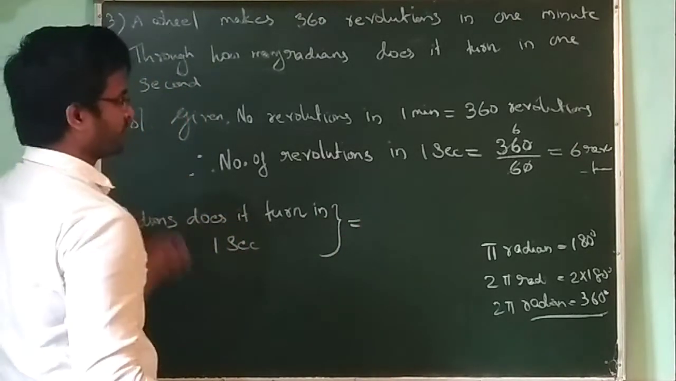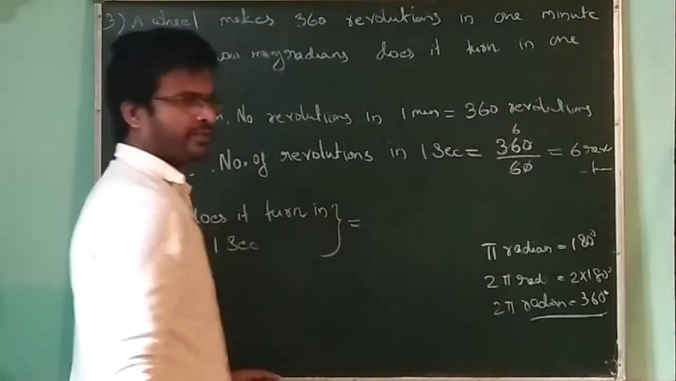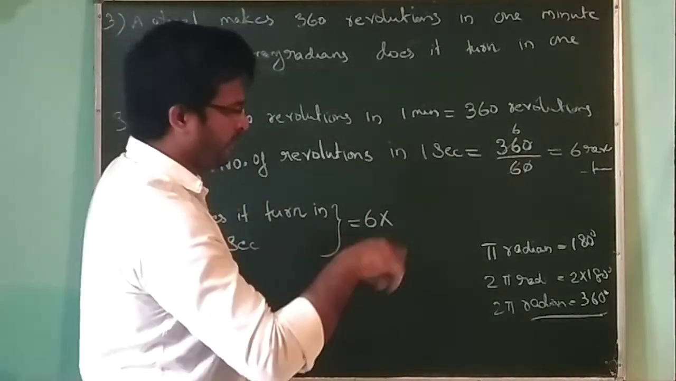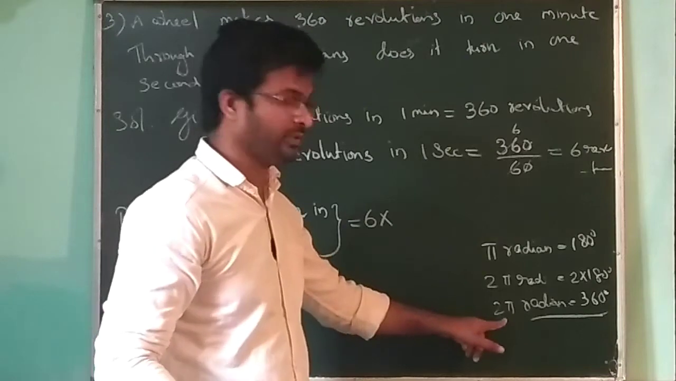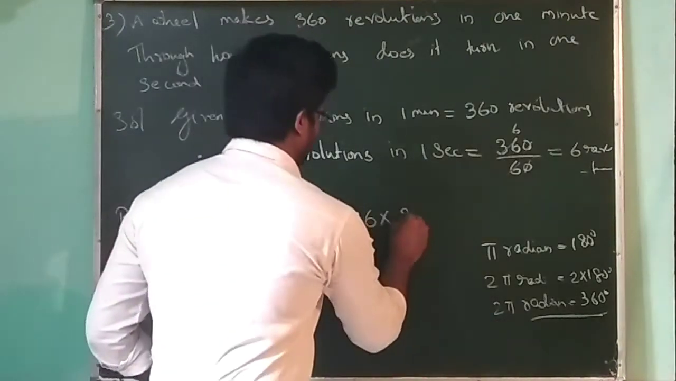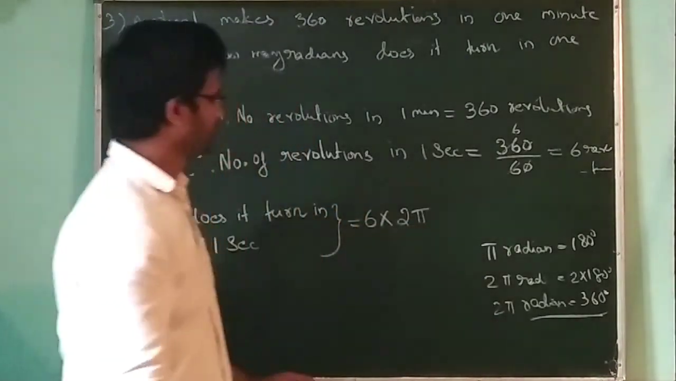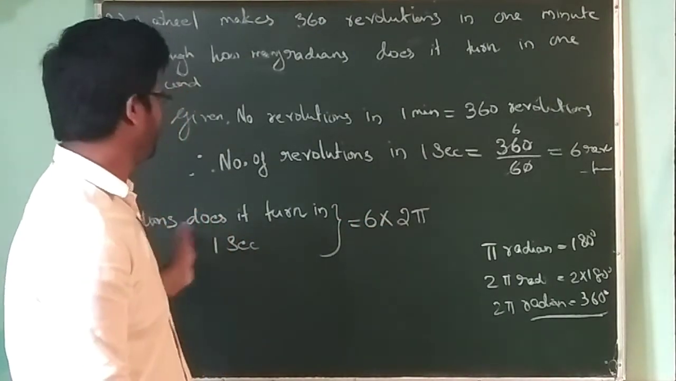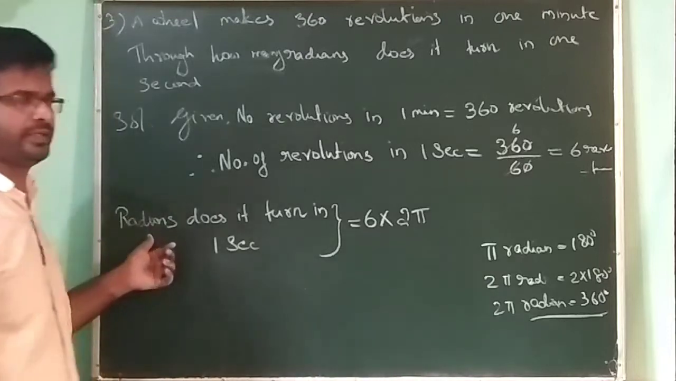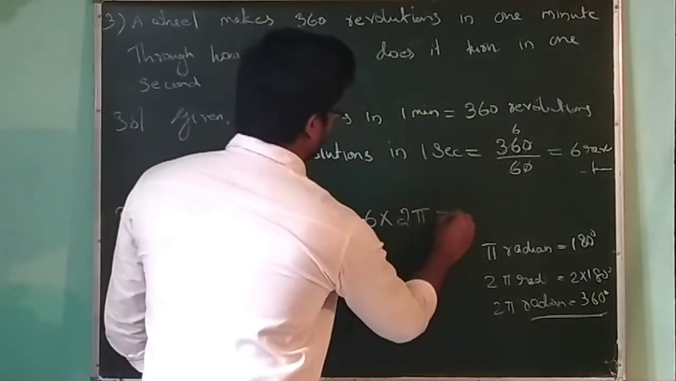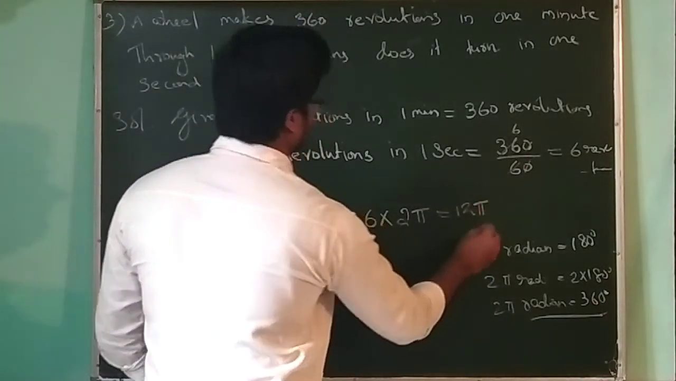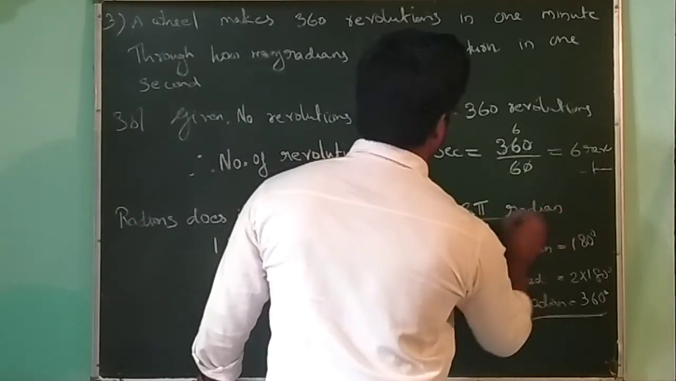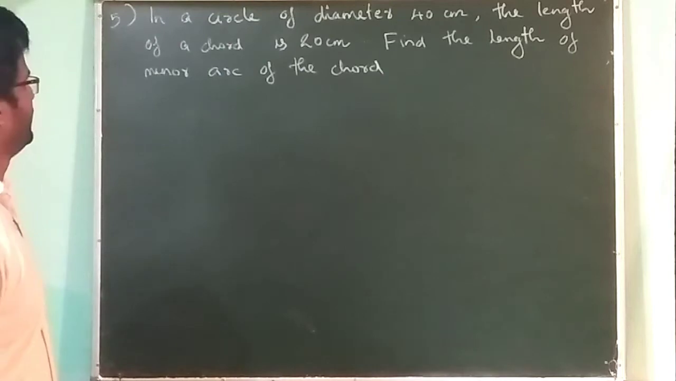Total rotation is 6 per second, and 1 circle means 2 pi radians, isn't it? 6 into 2 pi, if you are doing that, means total revolution in radians you will get. That is 12 pi radians. 12 pi radians.